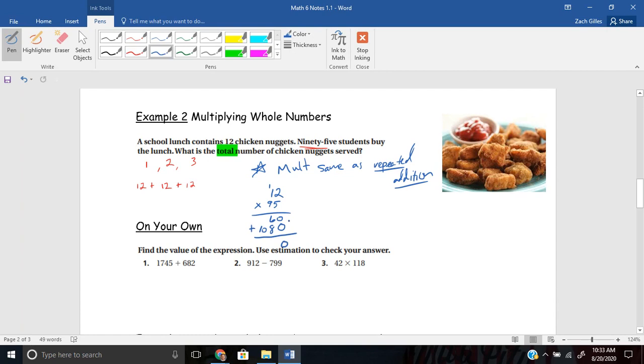Okay, and then I add these two. So 0, 6, and 8 is 14. Carry my 1. 1 plus 0 is 1, and 1 plus 1 is nothing. So I come up with a total of 1,140 chicken nuggets. And wow, that sounds like a lot of chicken nuggets, and now I'm hungry.